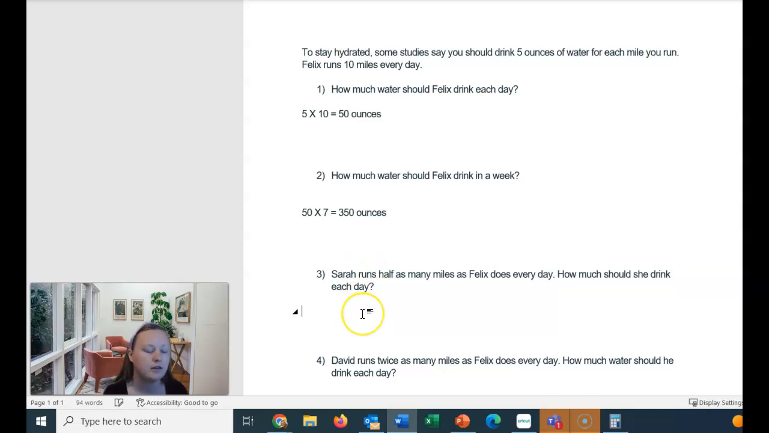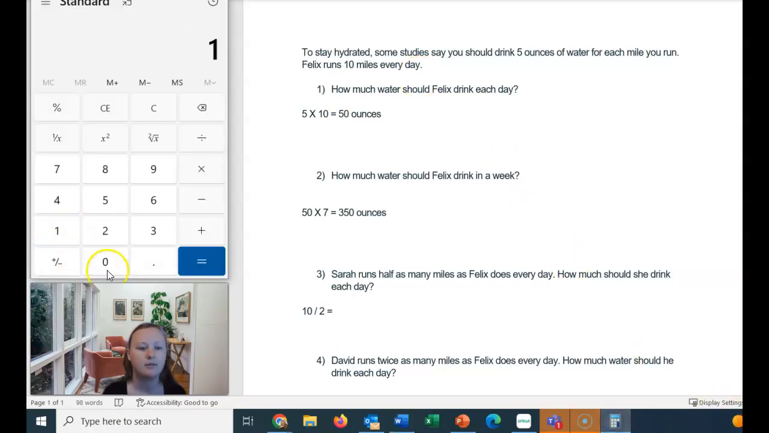Question 3 says, Sarah runs half as many miles as Felix does every day. How much should she drink each day? Well, Felix runs 10 miles, so I'm going to write that down. 10. Sarah runs half as many as Felix. How can I find half of something? To find half, we're going to divide by 2. Anytime you want to find half of something, you always divide by 2.